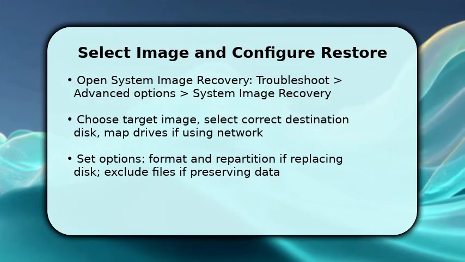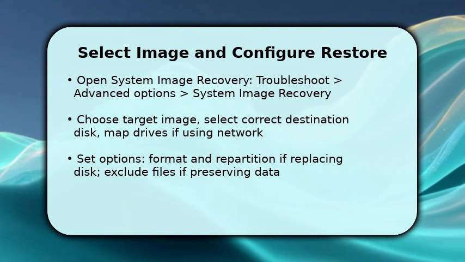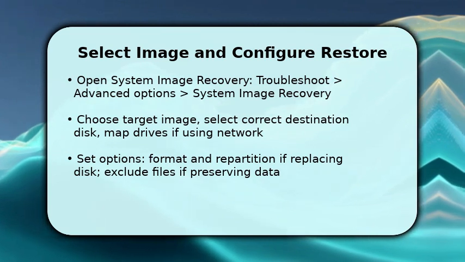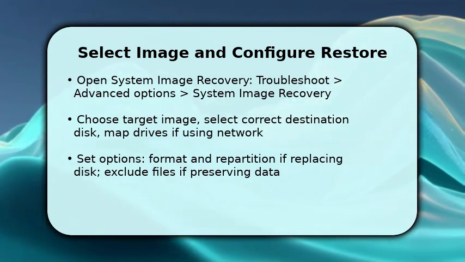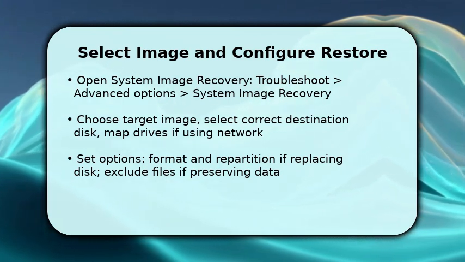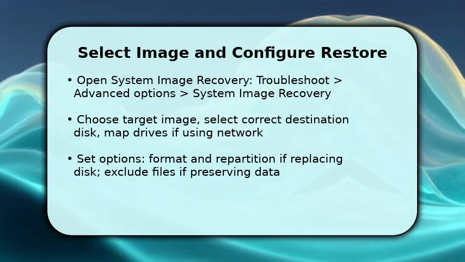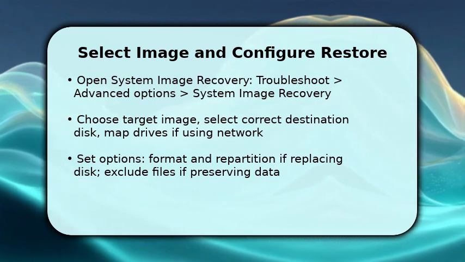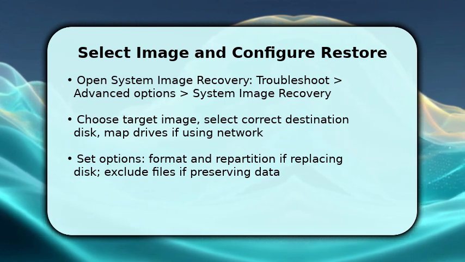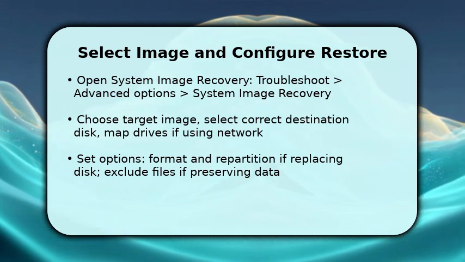In the recovery menu, select System Image Recovery so you can pick the image and target disk. You do this because an exact disk mapping avoids restoring to the wrong partition. After choosing the image, make sure the target disk is identified correctly and map network locations if needed. Then set options, choose Format and Repartition when replacing a failed drive, or skip those to preserve extra volumes. These choices determine whether the process overwrites partition tables or only updates system files.